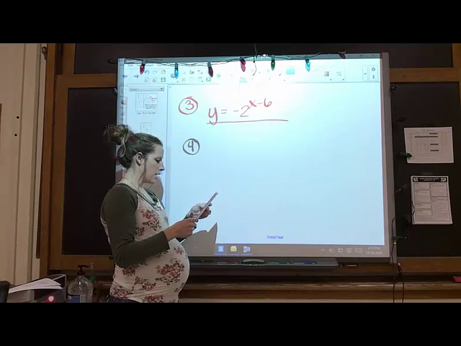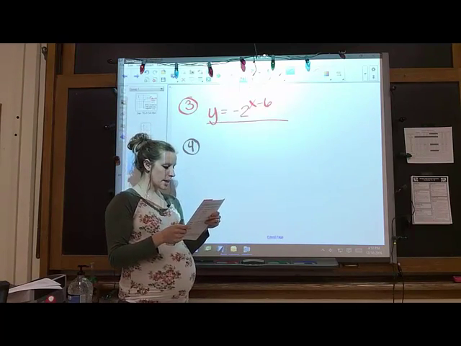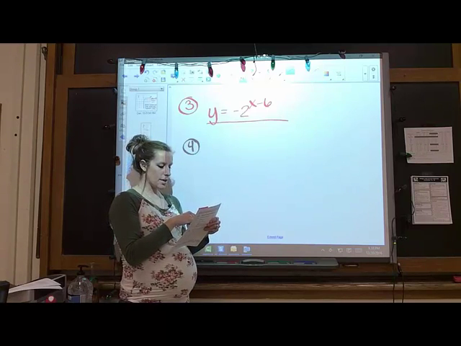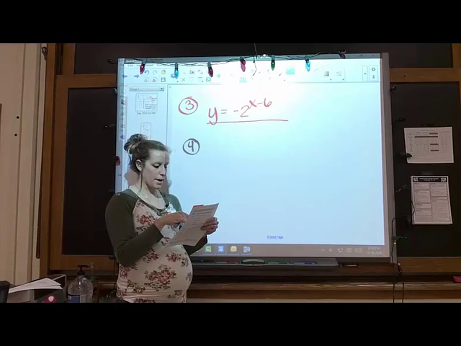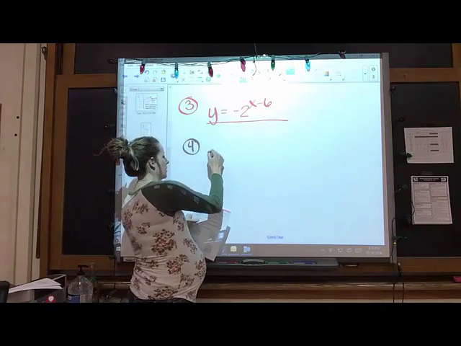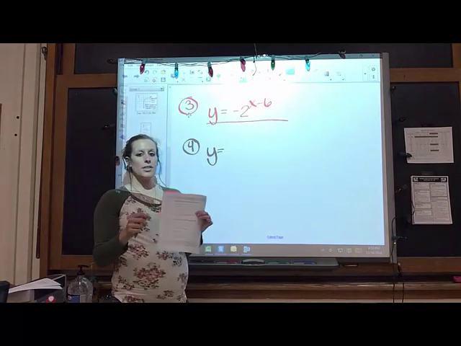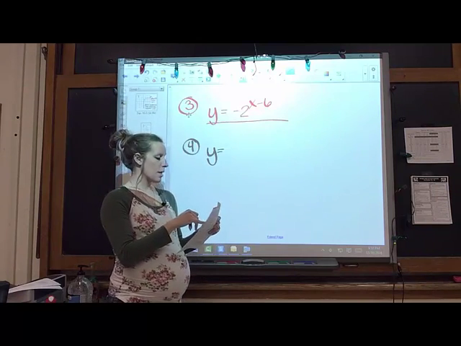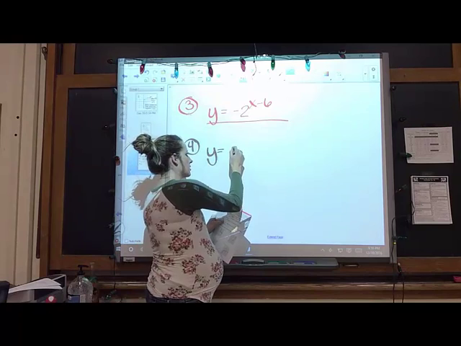Number 4, we're starting off with y equals 2 to the x power. We're shifting it left 1, down 7, and shrinking by a factor of 0.5. All right, whether you're stretching or shrinking it, it needs to be at the beginning. So that 0.5 will be first.